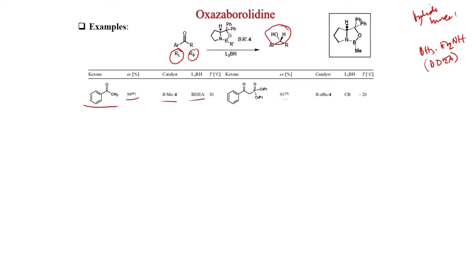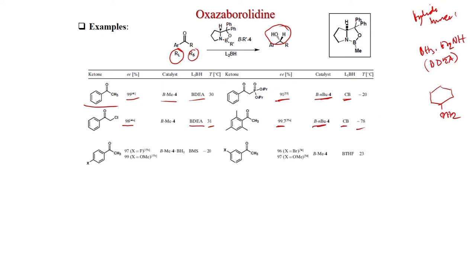Also, when a phosphonate group is there, 91% with BNB, that is the N-butyl group here instead of methyl, and CB is cyclohexyl. So, with cyclohexyl boron, you get this E product in 91% E. Also, chloro group can be tolerated, you get 98% E with BDA as a hydride source, and this is the temperature. Also, 3 methyl groups can be incorporated, and the E can be increased to 99.7% with BNB catalyst, and cyclohexyl boron is the hydride source, and minus 78 degree centigrade.